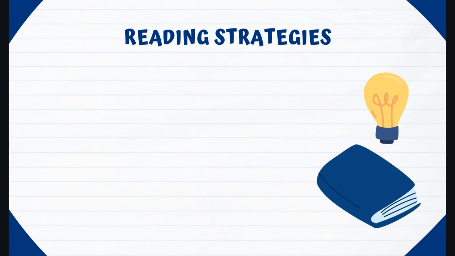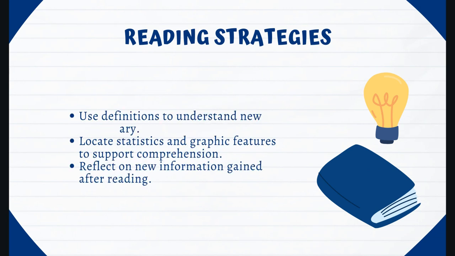So, some reading strategies we can use when reading informational texts. We can use definitions to understand new vocabulary. We can locate statistics, like look for statistics, and graphic features to support our comprehension. And we can reflect on new information that we gained after reading.